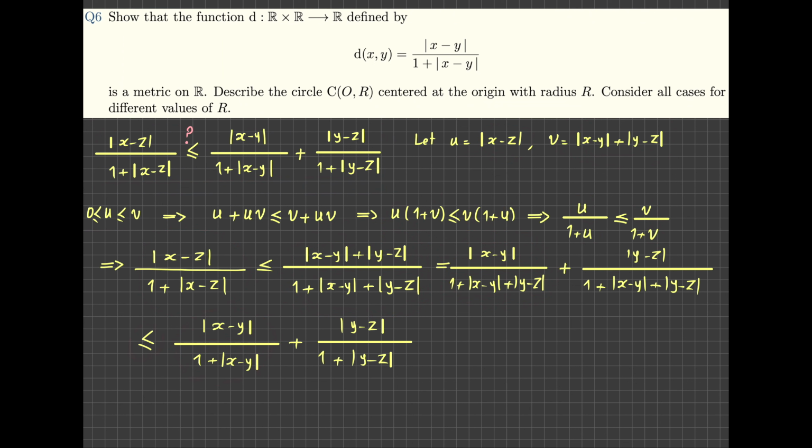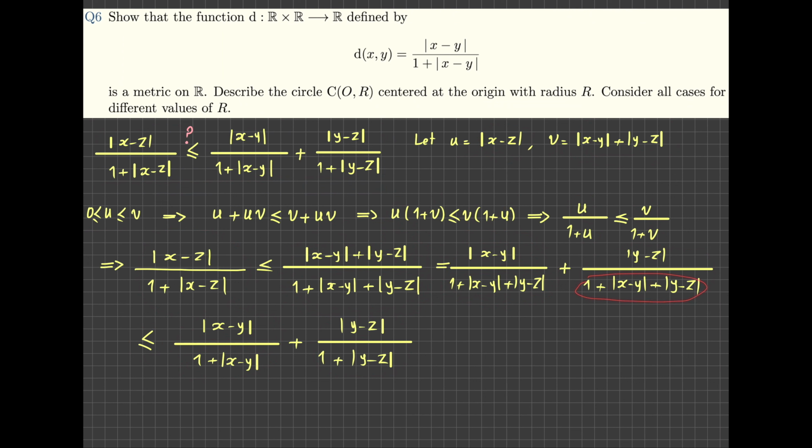Exactly with a similar argument, you will see that this fraction is also less than or equal to this fraction. Why? Because again, the numerators are identical, and the denominator here has this extra term in its denominator. So the denominator here is greater than or equal to the denominator here.